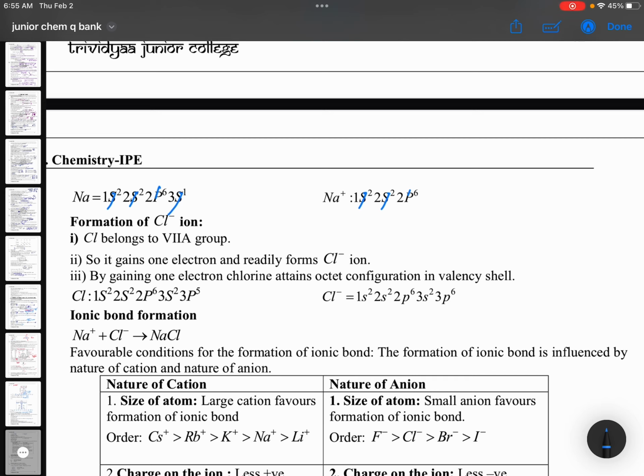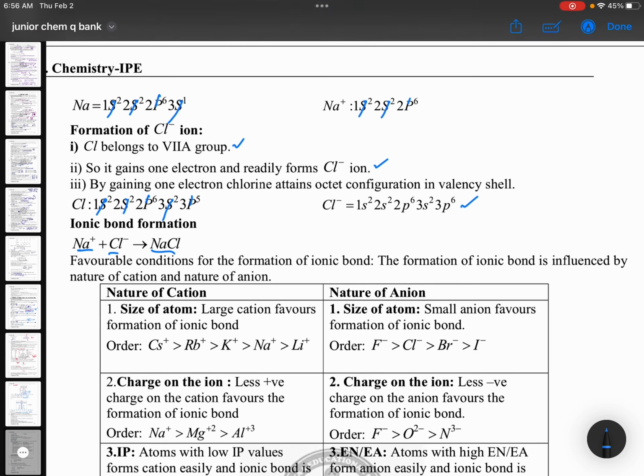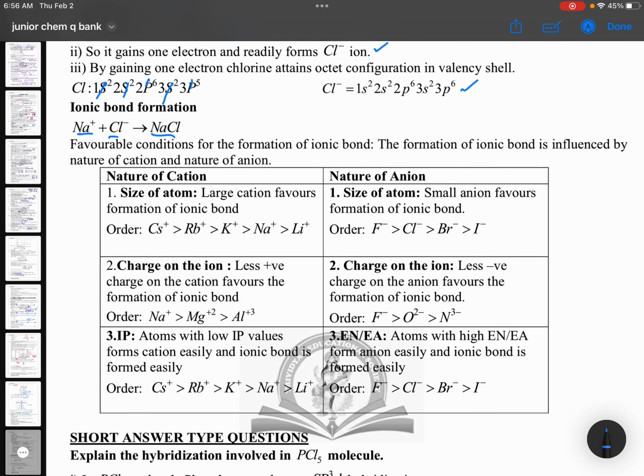Formation of Cl- ion. Chlorine belongs to group 7A, so it gains one electron and readily forms Cl- ion. By gaining one electron, chlorine attains octet configuration in the valence shell. Chloride ion. Now between Na+ and Cl-, NaCl is formed. And favorable conditions for the formation of ionic bond.